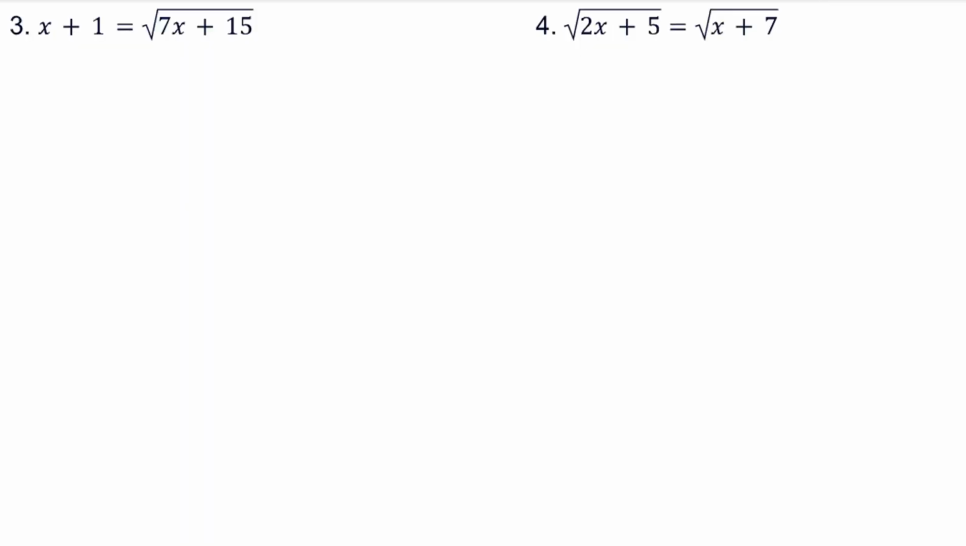For number 3, isolate the radical. Oh, it's already isolated. So let's use the inverse operation of square rooting and square both sides. Because we're squaring a binomial, that requires us to expand. So we have x plus 1 quantity squared expanded equal to the radicand. This is a quadratic equation, so let's bring everything to one side and try factoring.